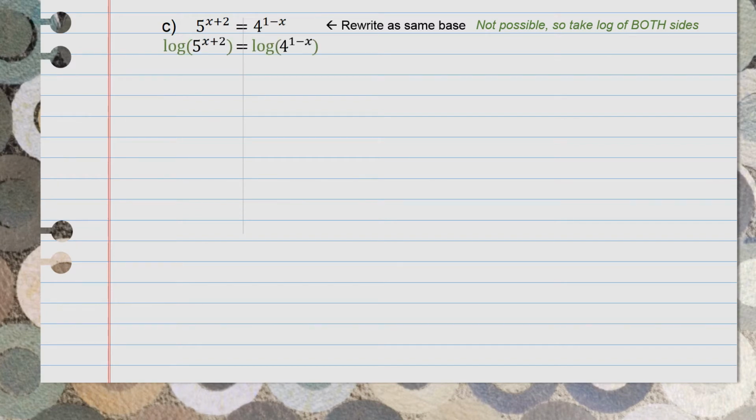For c, we have 5 raised to the power of x plus 2 equals 4 raised to the power of 1 minus x. Now again, this is an equation, so it has a left side and a right side. And if possible, we want to rewrite using the same base. But we can't do that in this case, so we will take the log of both sides. I will take the log of the left side, as long as I also take the log of the right side. Since we've introduced logs, we can now use all the properties of logs.